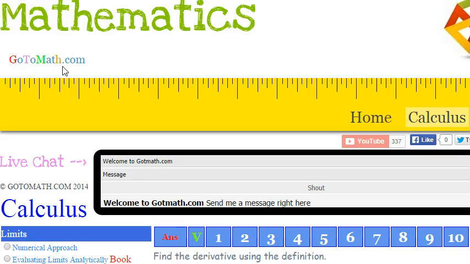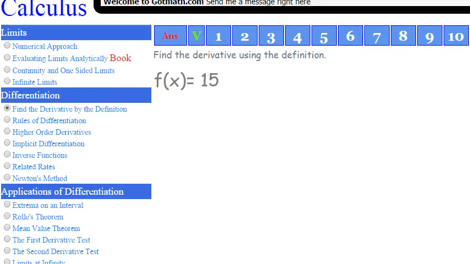Alright, we're here at gotomath.com working some calculus. And we are under the section, this time, differentiation. We're going to find the derivative by the definition. And so we have some function here, f of x is equal to a constant. F of x is equal to 15.